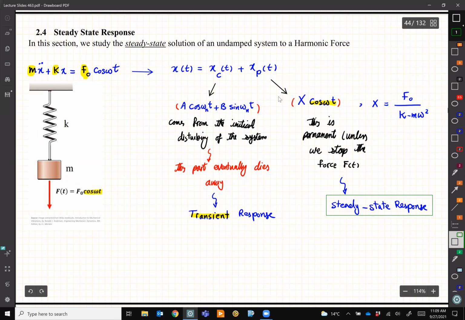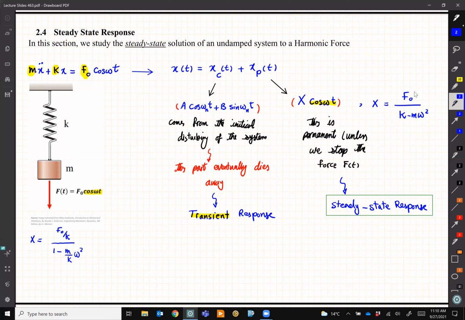So this is what we are going to focus mainly and spend our time and energy thinking about. Let's see if we can plot this X and see if we can get something out of it. I'm going to write down X is equal to F0 divided by K over, M over K omega squared, right? So I divided the numerator and denominator by K. And then I'm going to write it down.